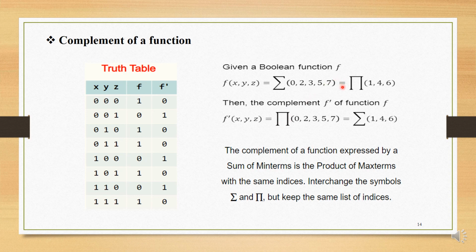Now let us look into product M to summation m. So if the product M expression is f of x comma y comma z equal to product of 1, 4, 6, and you want to convert that into summation m, that is a Minterm canonical form, by complementing the function, just interchange the symbol and retain the same decimal numbers, and you arrive at the complement of the given function.